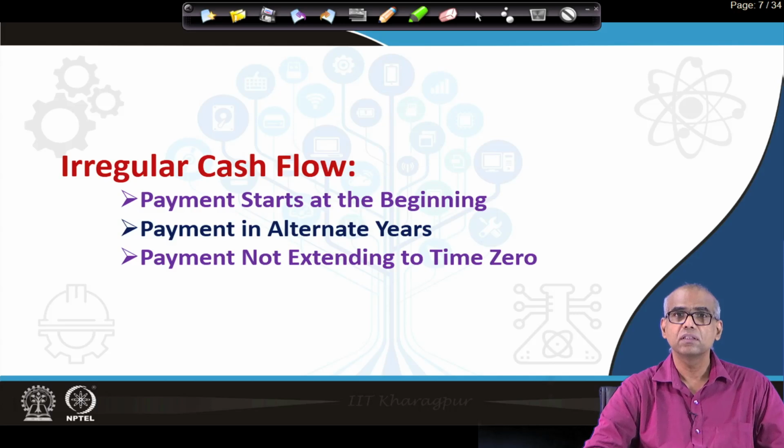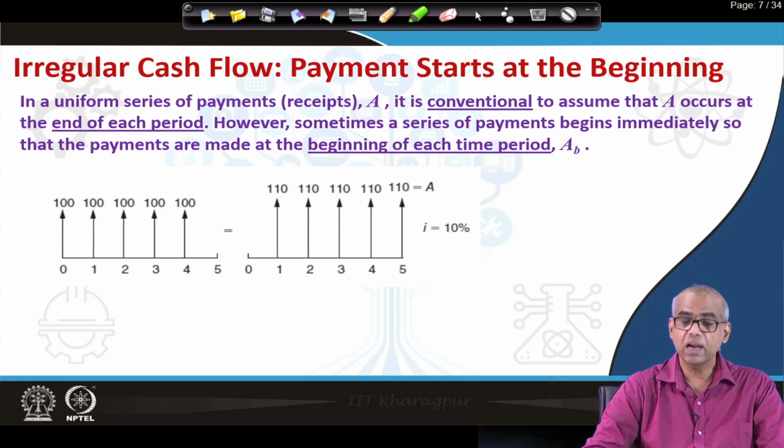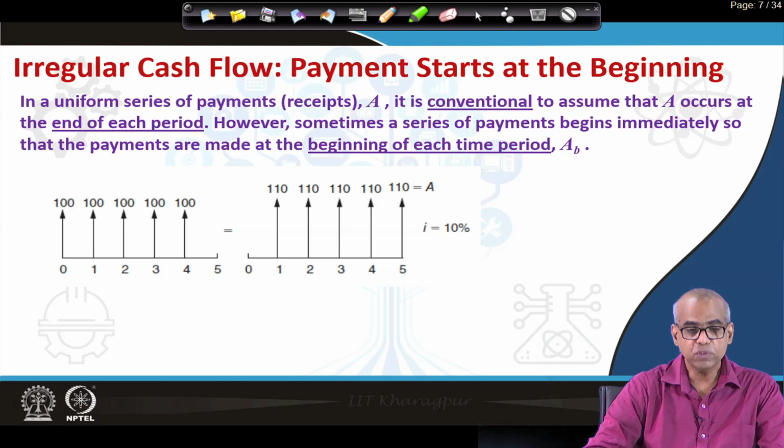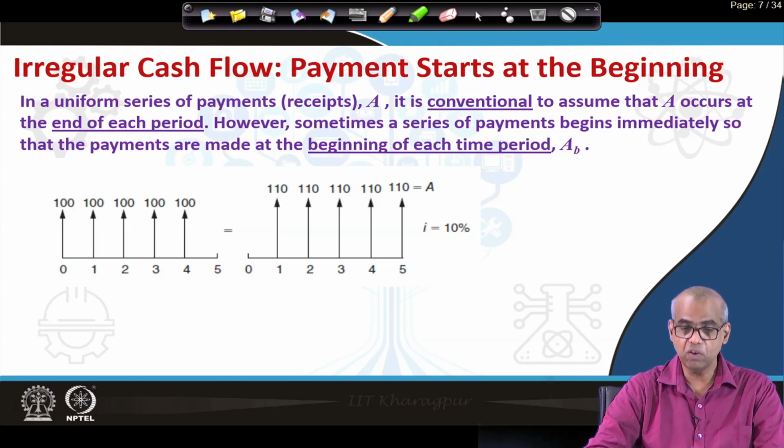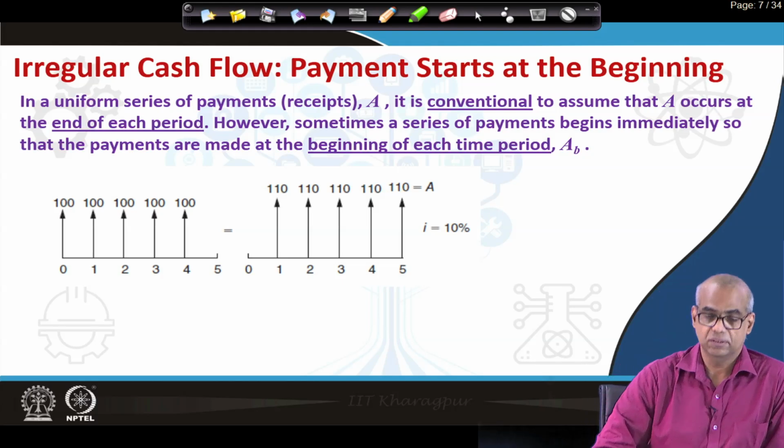Why irregular? It will be clear as we start discussing. Payment starts at the beginning, payment in alternate years, payment not extending to time 0. So, these features make these cash flow diagrams irregular. Payment starts at the beginning. In a uniform series of payments, it is conventional to assume that the payment A occurs at the end of each period. However, sometimes a series of payments begins immediately, so that the payments are made at the beginning of each time period.